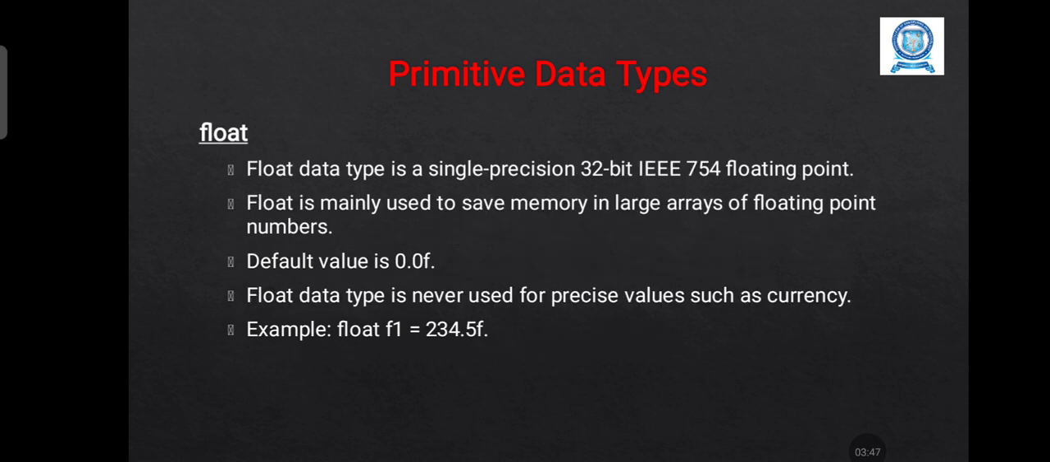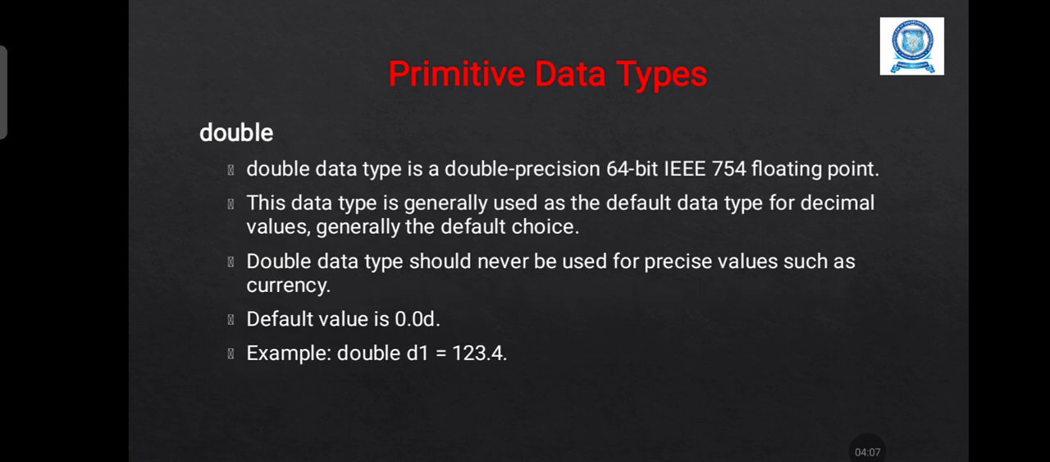Float is the single precision 32-bit floating point data type having the default value 0.0f. Here f is the letter used along with the data value and the keyword is float. For example, float f1 equal to 234.5f. Double is the double precision 64-bit floating point data type. The default value is 0.0d. Double is the keyword used to define a double data item.